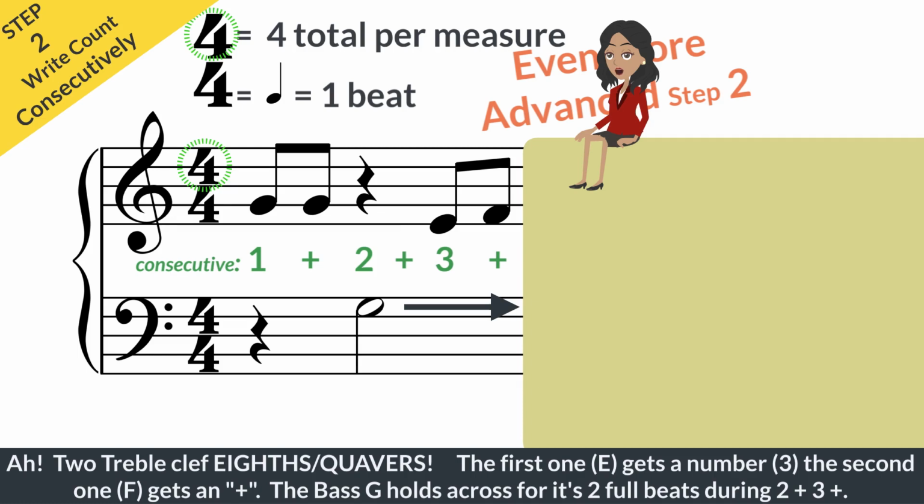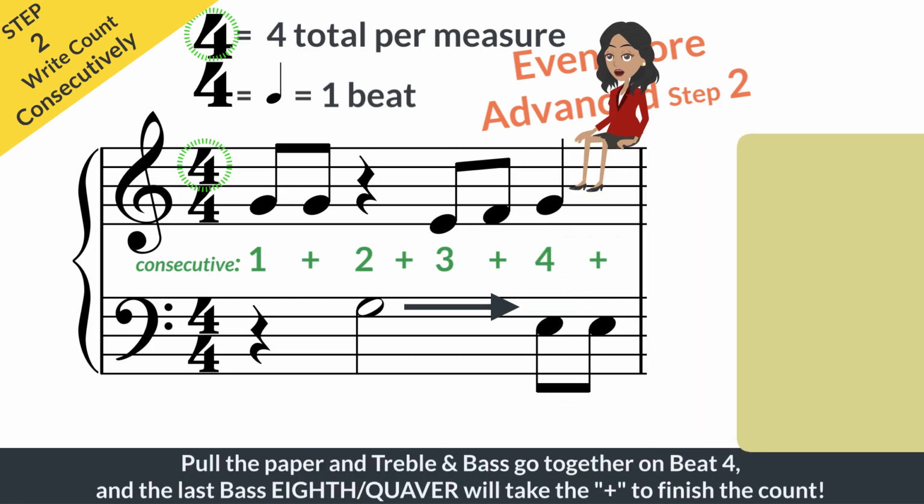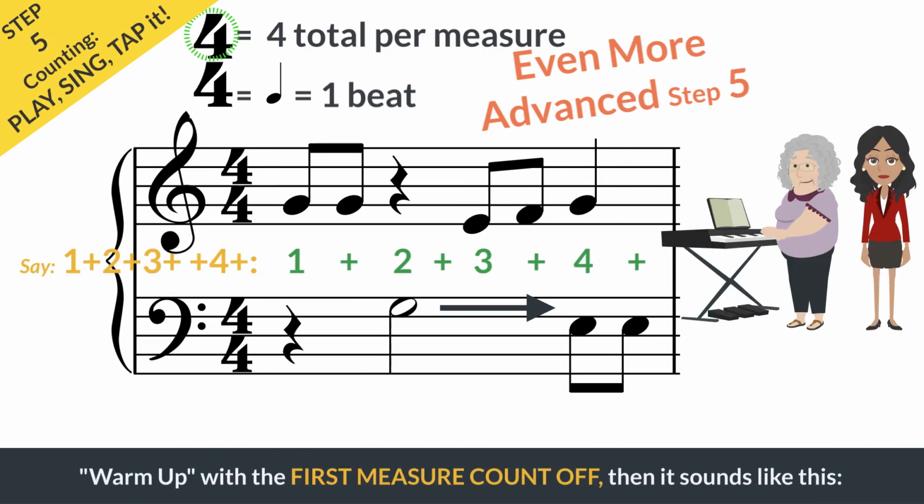The first one, E, gets a number 3. The second one, F, gets the and. The bass G holds across for its full beats during 2 and 3 and. Pull the paper and treble and bass go together on beat 4. And the last bass note will take the and to finish the count. Warm up with the first measure count off, then it sounds like this.